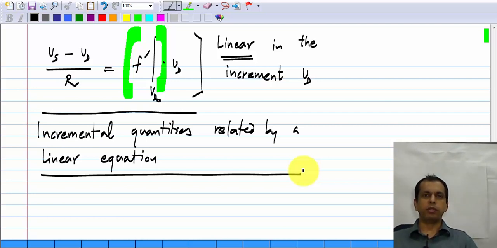So, now you can use everything that you know about linear circuit analysis, whatever you learned in basic electrical circuits or some equivalent course, to analyze nonlinear circuits as well in an approximate way.